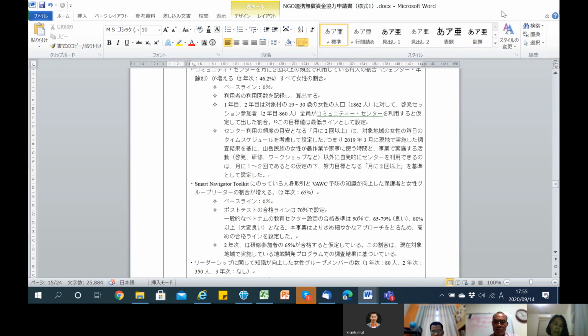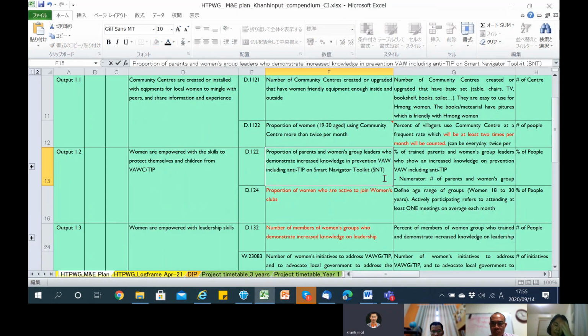So I think we don't change, but we understand. We can use that word, but parent here means woman parents. Yeah. Women's parents, yes. I think we don't change, but we understand and in the definition we should explain. Okay. I just put parentheses here.